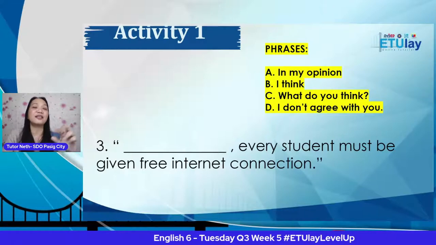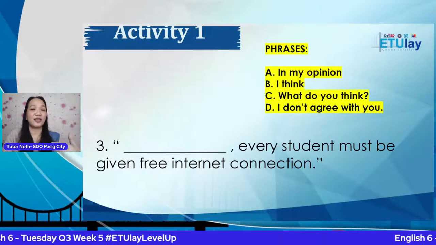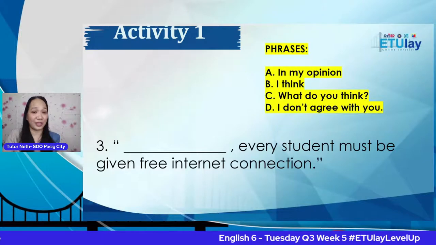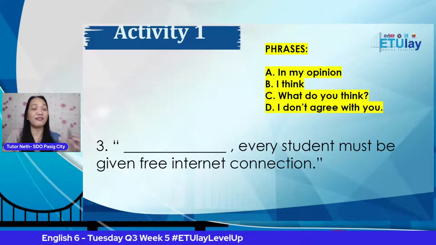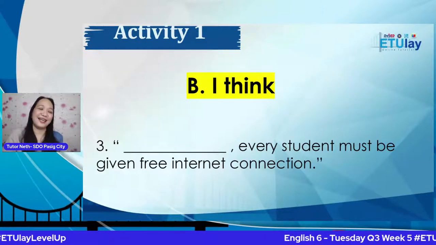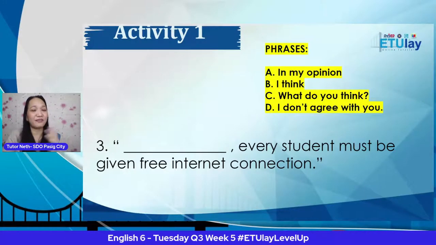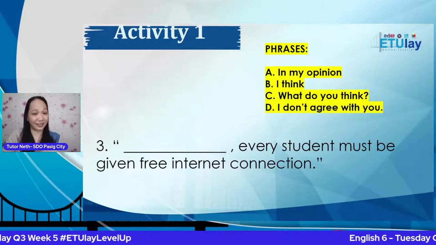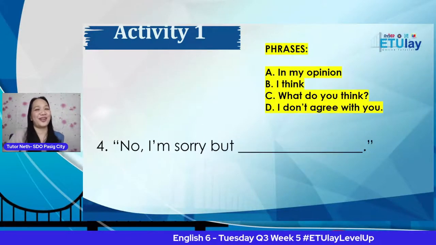So, you battle from A and B, ano? Kasi, it might also be correct that you will use the phrase for letter A, in my opinion, and letter B, I think. But it is incorrect if you use letter C or D. So you will be given another point for this. So, pwedeng letter A, in my opinion, every student must be given free internet connection. That is also true. And letter B, I think every student must be given free internet connection. So, both of them are correct.